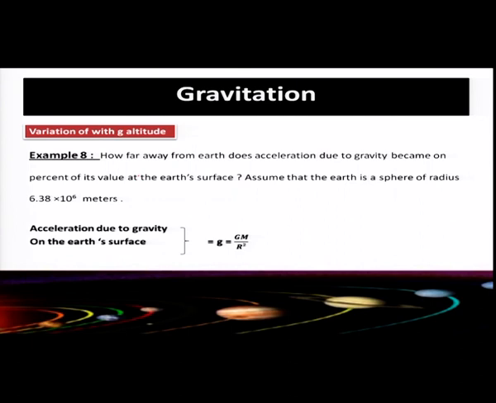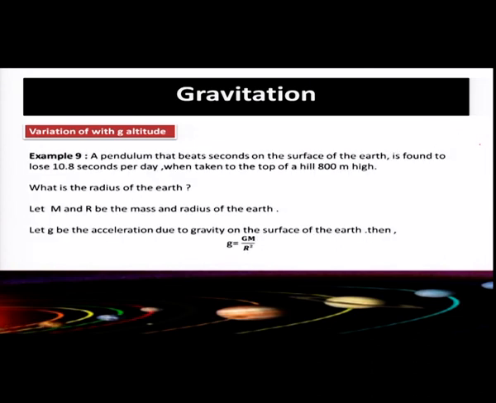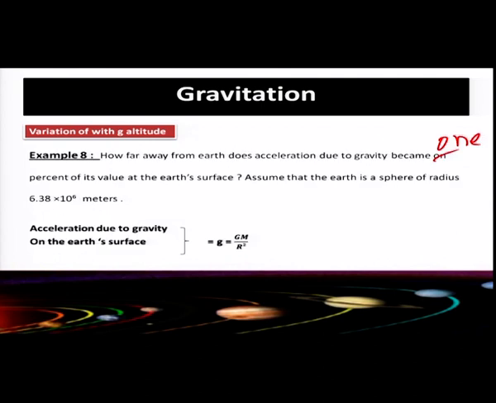So, let us now solve another problem. I will read out the problem. How far away from the earth does acceleration due to gravity become 1% of its value at the earth surface? Assume that the earth is a sphere of radius 6.38 × 10^6 meters. So, we will solve this problem.